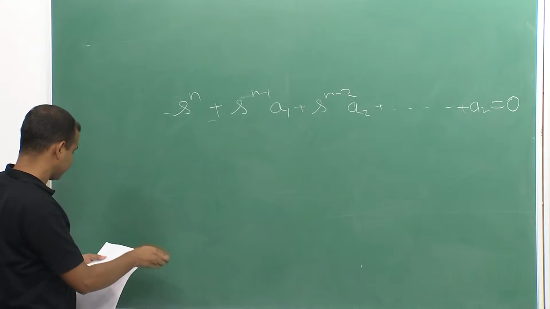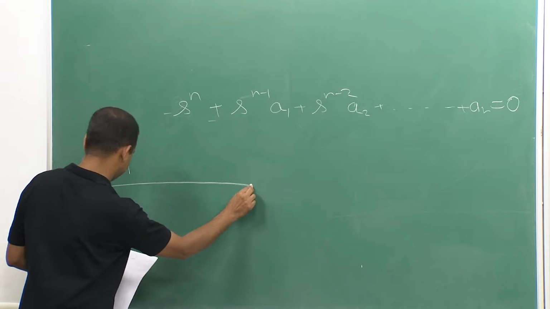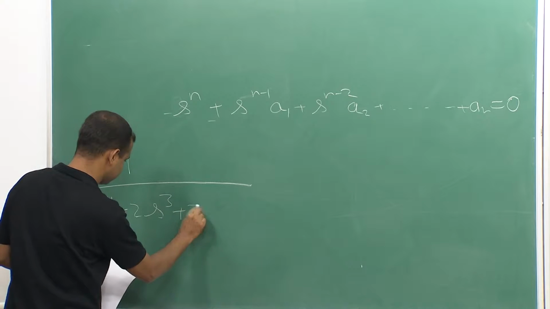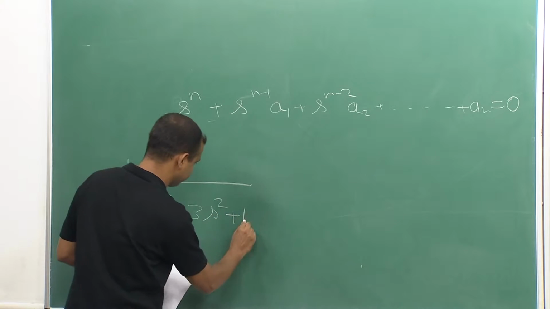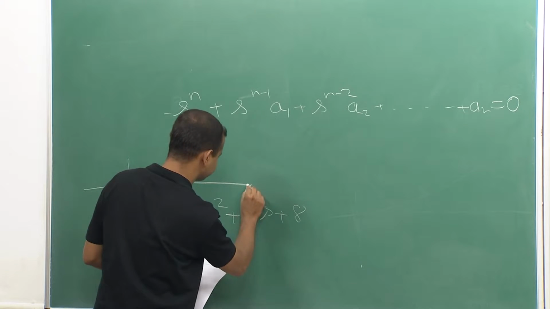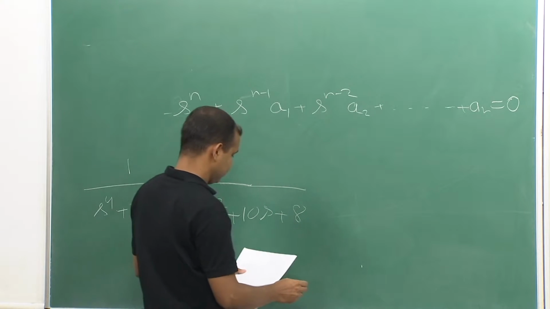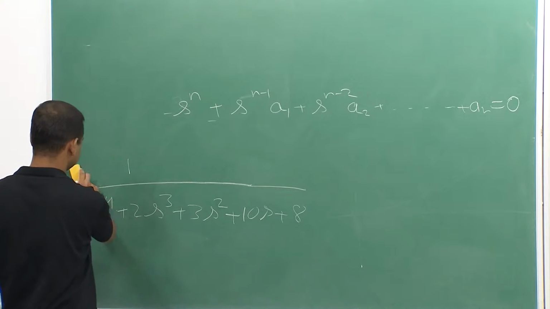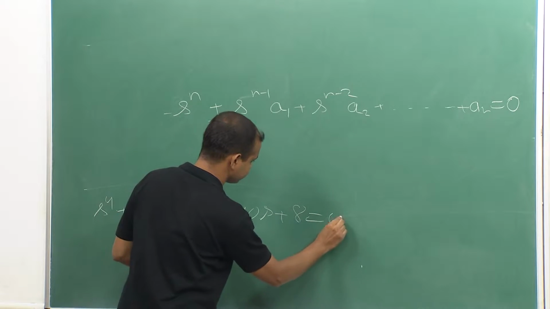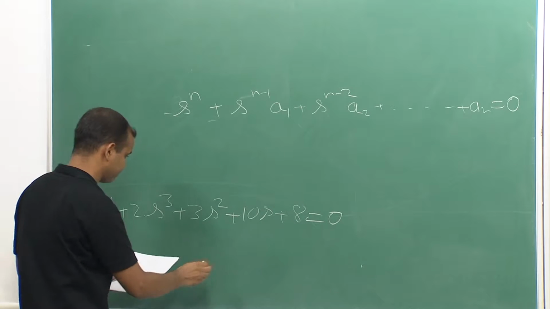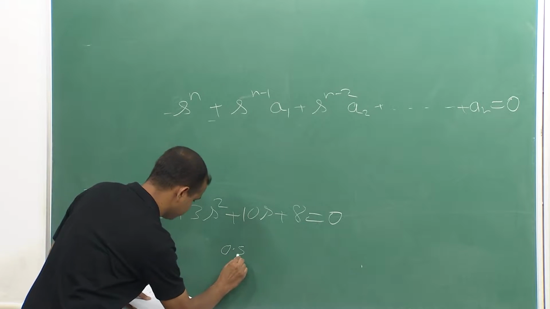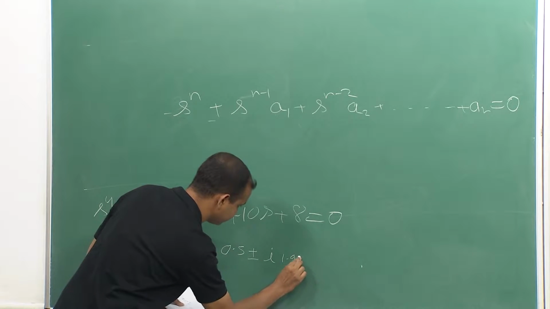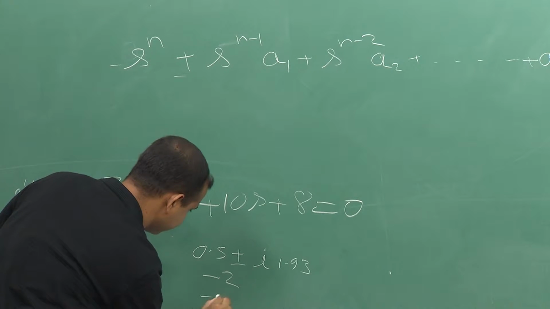See this example. If I have a transfer function like 1 by s to the power 4 plus 2s cube plus 3s square plus 10s plus 8. In this case, if I write this as a characteristic equation, the roots are 0.5 plus minus j 1.93, minus 2 and minus 1.